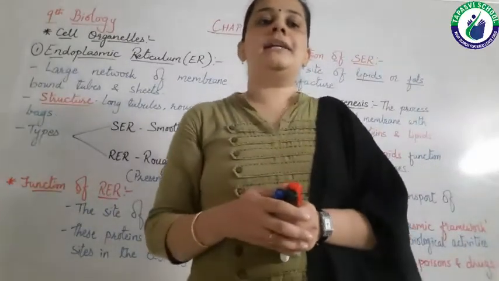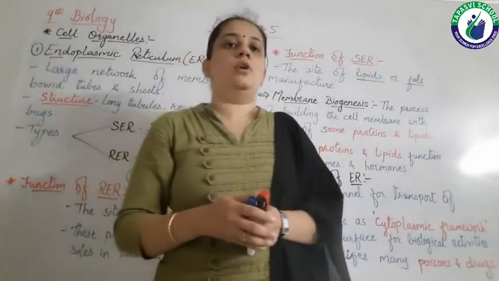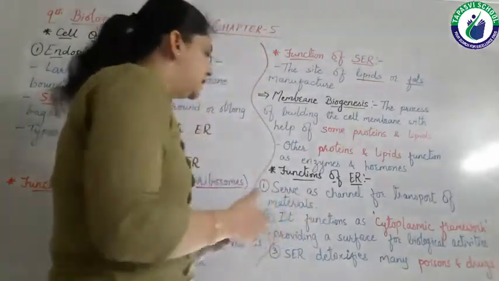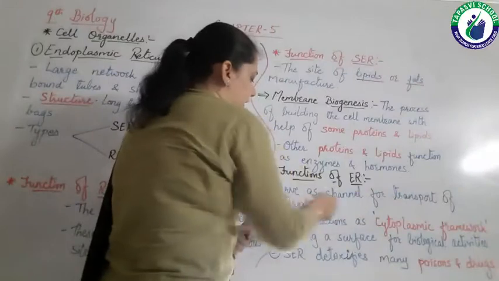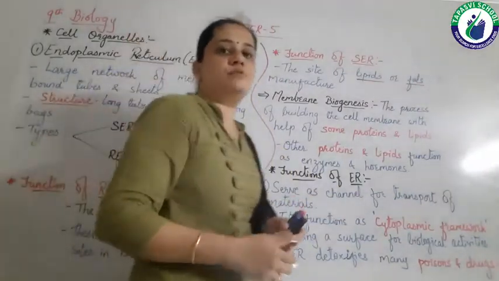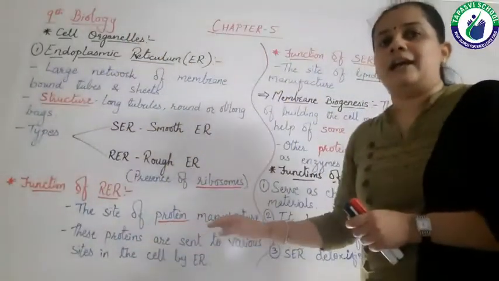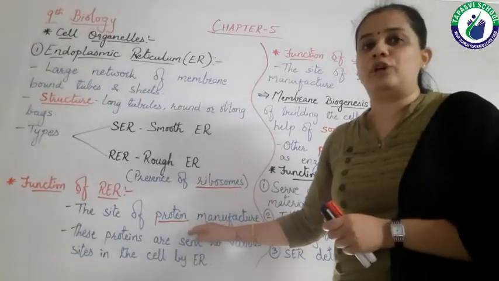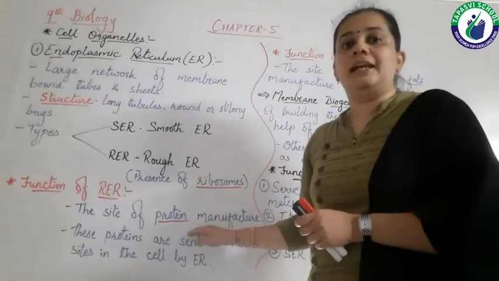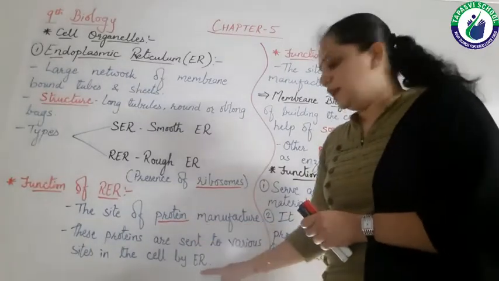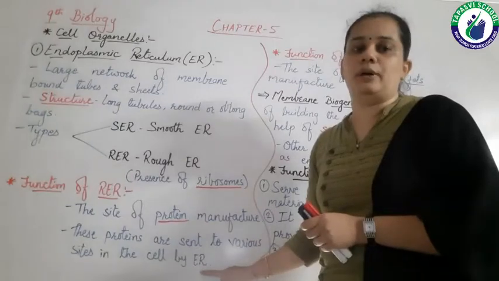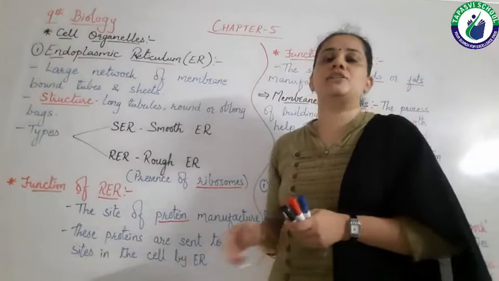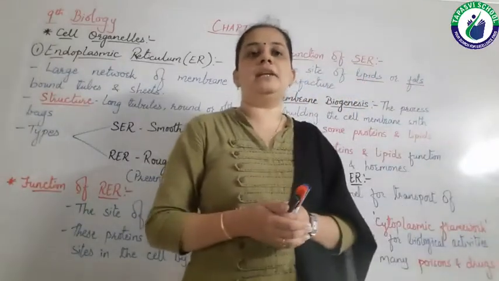Right now, let's see the common functions of endoplasmic reticulum. It serves as a channel for transport of materials. As we have seen here, ribosomes produce the proteins, and when these proteins are needed by the cell, they are transported through the endoplasmic reticulum. So the endoplasmic reticulum serves as a channel for transport of materials.